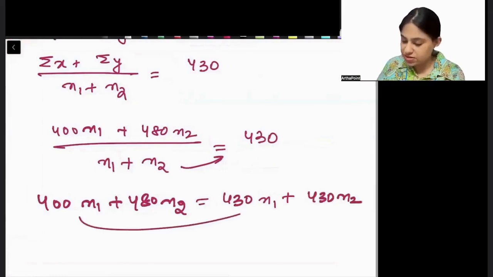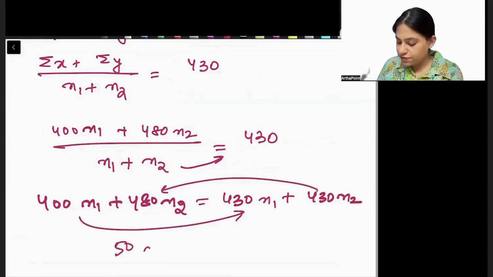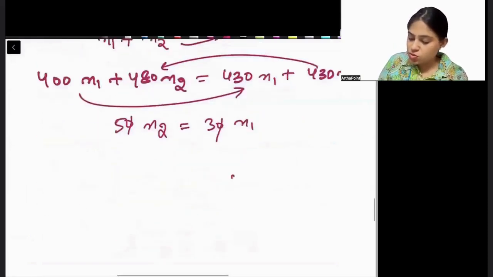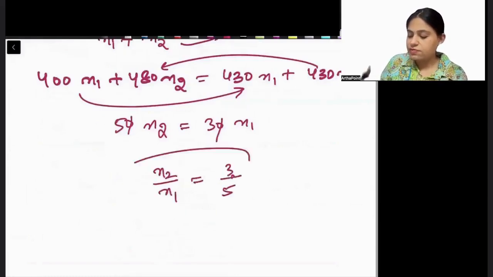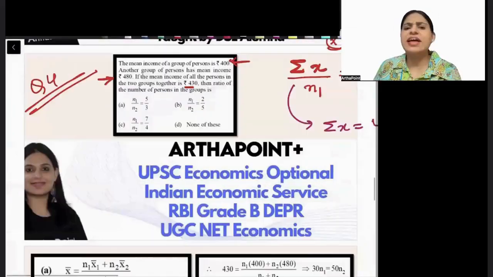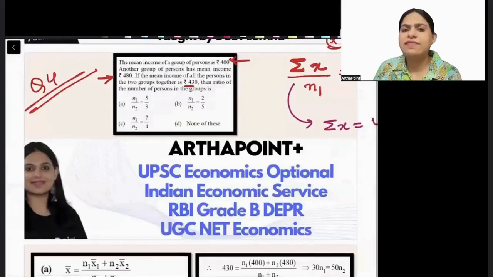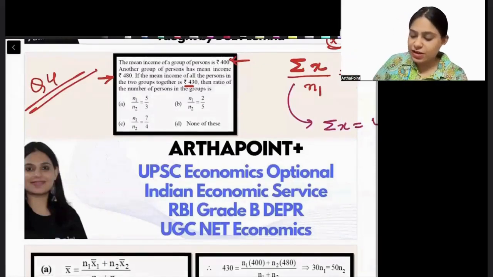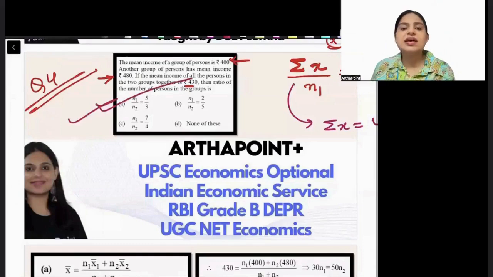Right? Just solve. Take this here, beta. Take this here. 50 n2 is equal to 30 n1. So n2 by n1 will be 3 by 5. So the ratio will be 3 by 5 or 5 by 3. Find n1 by n2. Yes, n1 by n2 will be 5 by 3. n2 by n1 will be 3 by 5. The correct answer to this question is A.